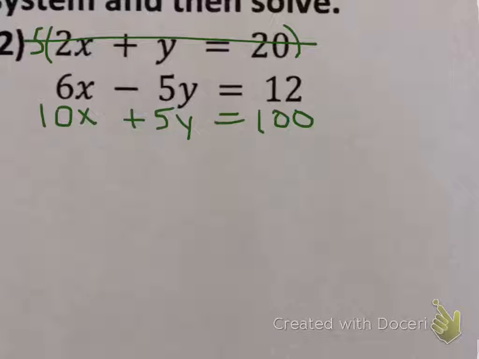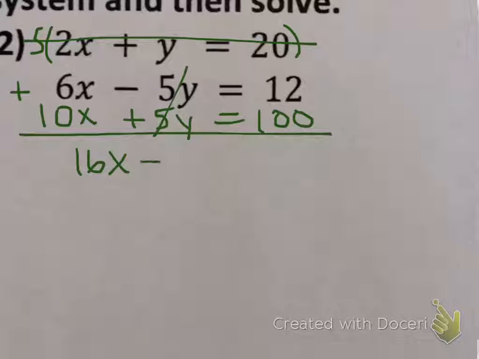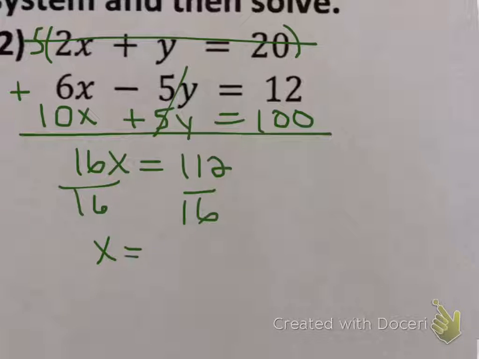I'm going to cross that one out to remind myself I'm not using it when I add straight down. And I'm going to combine these two equations together. My 5y's cancel, that's why I did that math in the first place. Over here I get 16x, and over here I get 112. To solve this, I'm going to divide both sides by 16. And when I do, I get x equals 7.